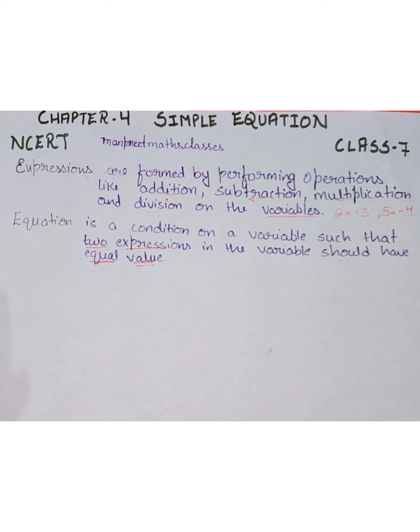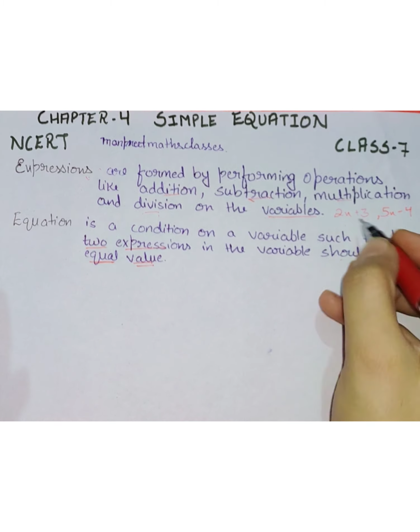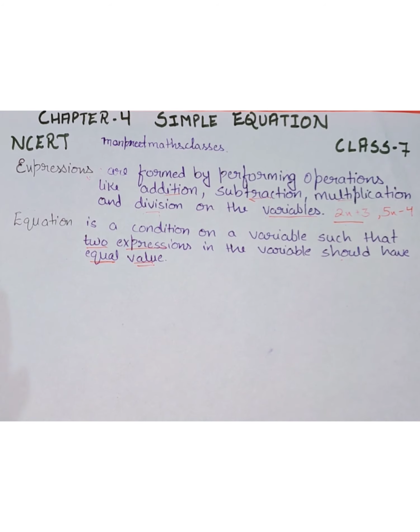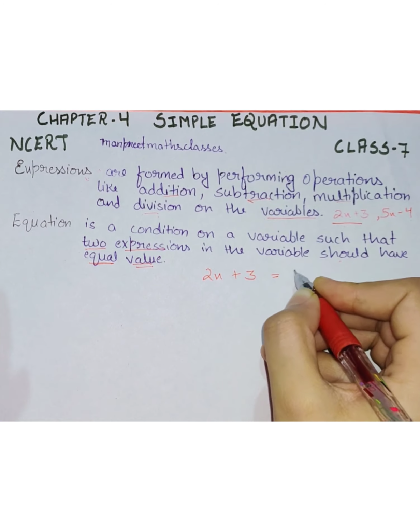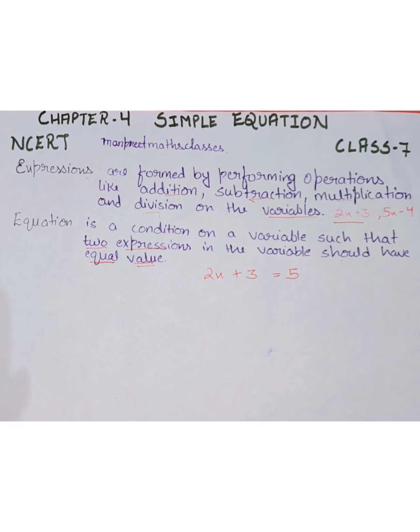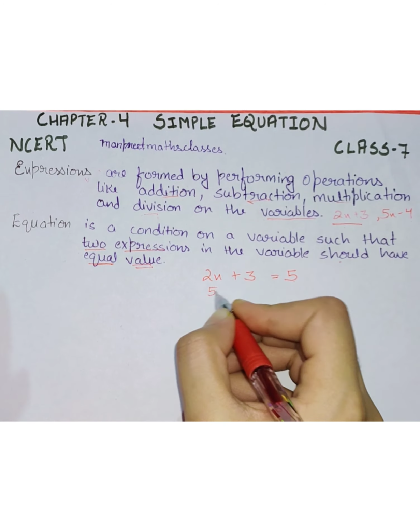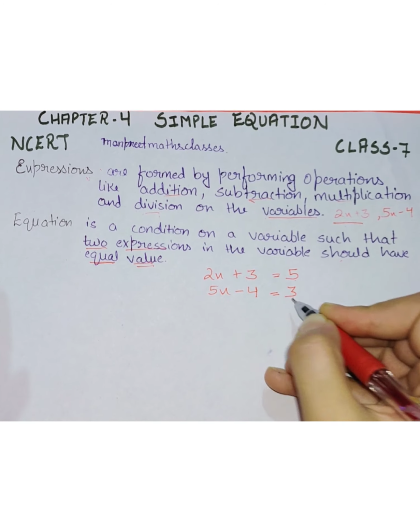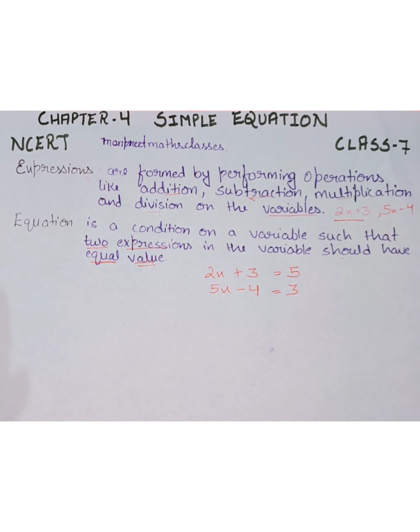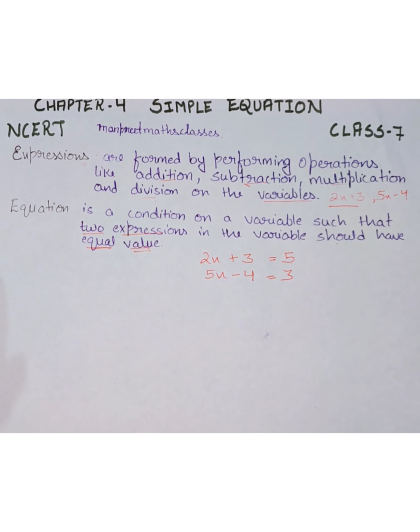Now come to equation. On the other hand, equation is a condition where two expressions are equal. So we can form it using these expressions only. Suppose 2x plus 3 is equal to 5. This is an equation. Next, 5x minus 4 is equal to 3. This is an equation. Now let's move on to our next topic, which is formation of equation.